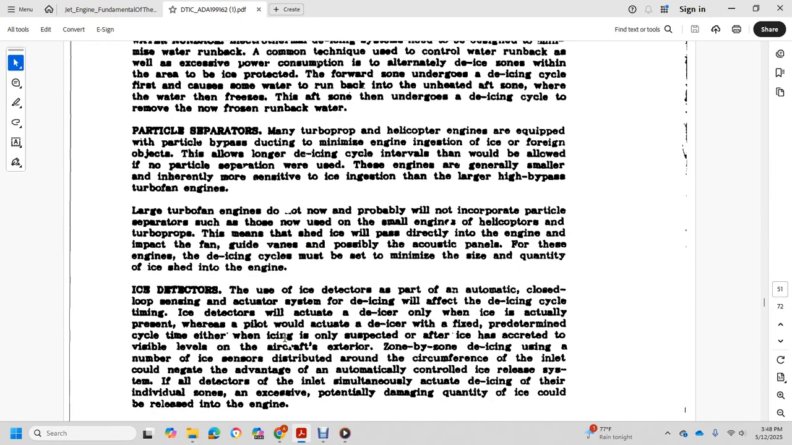Ice detector. The ice detector is part of the automatic closed-loop sensing and actuator system. De-icing is selected with the de-icing cycle. The timing ice detectors will actuate the de-icing only when ice is actually present. Alternatively, the pilot actuates the de-icer on a predetermined cycle of time, either when icing is encountered or suspected, or after ice is visible on the aircraft exterior. For zone-by-zone de-icing, using a number of ice sensors distributed around the circumference of the inlet could negate the automatically controlled ice release system. If all the detectors instantaneously actuate de-icing in their individual zones, a potentially damaging quantity of ice can be released into the engine.